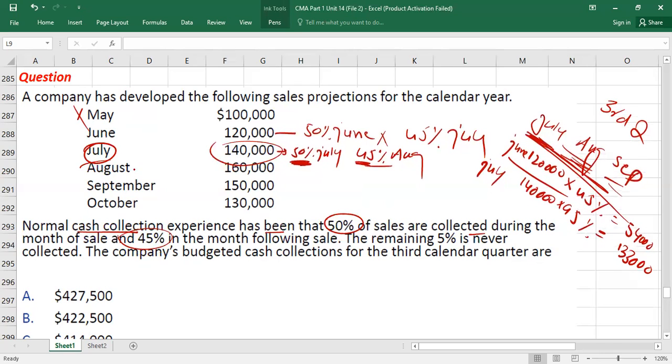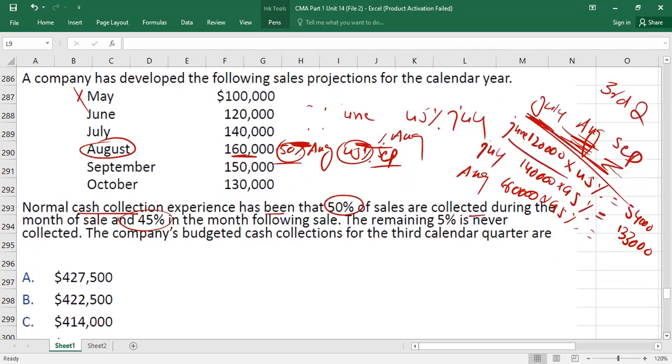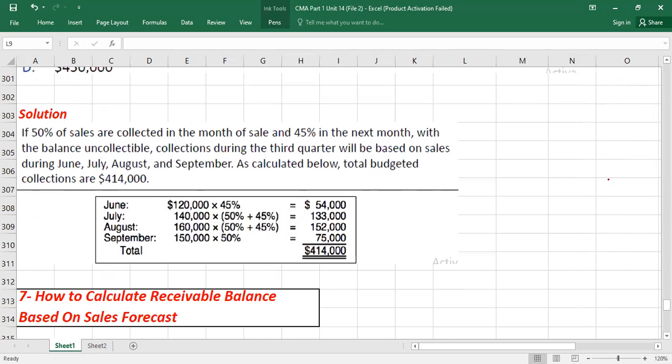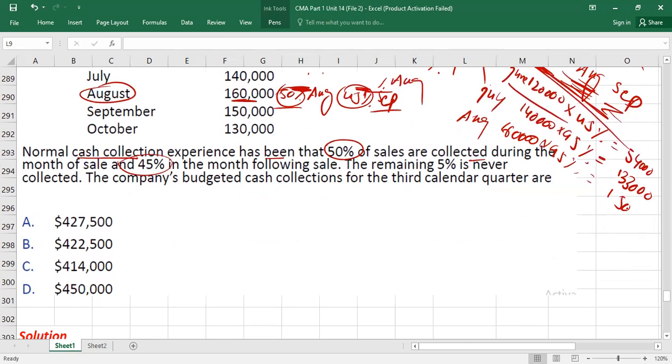Then you will take August sale. From August sale, 50% will be collected in the same month, August, and 45% will be received in September. Both we need. It means we need 95% of this value. So we'll pick the August sale value, which is 160,000, times 95%. This value is going to be 152,000.